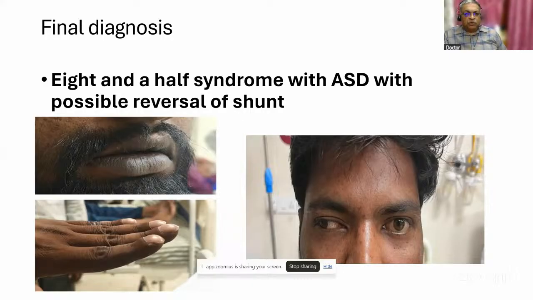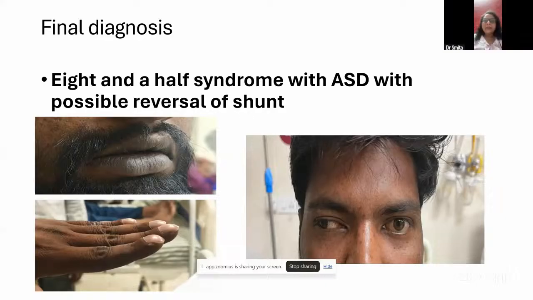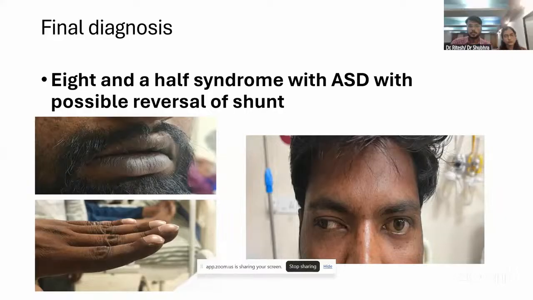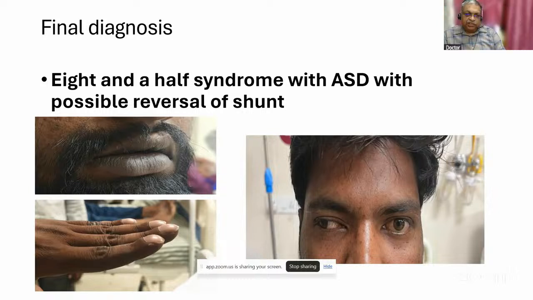My question to the internist is, I think we should go for a Holter also for a long term. Maybe he is having an associated arrhythmia also. Correct. And even in investigations, though there is no history of fever, still I would like to exclude SABE through investigations, and we go for echocardiography.